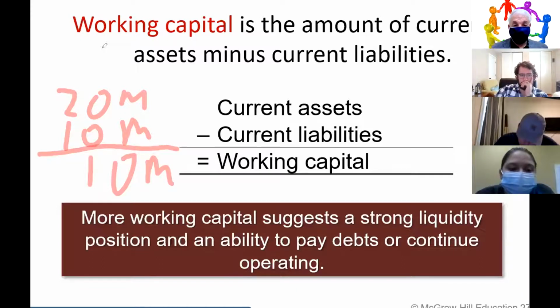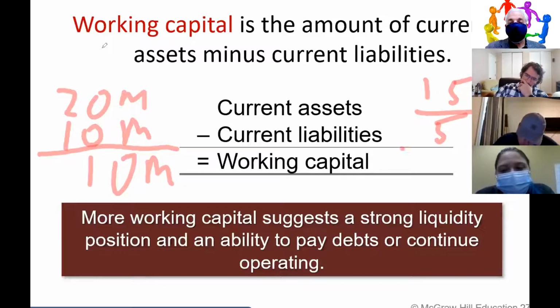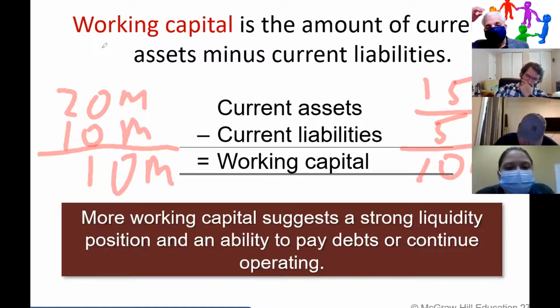So can you. How about if I pay $5 million worth of bills out of cash? So what happens to my current assets? Oh, that goes down to 15. And my liabilities go down to 5. Oh, that's the same number. I got 10 million in working capital. That's cool. But what about my current ratio?